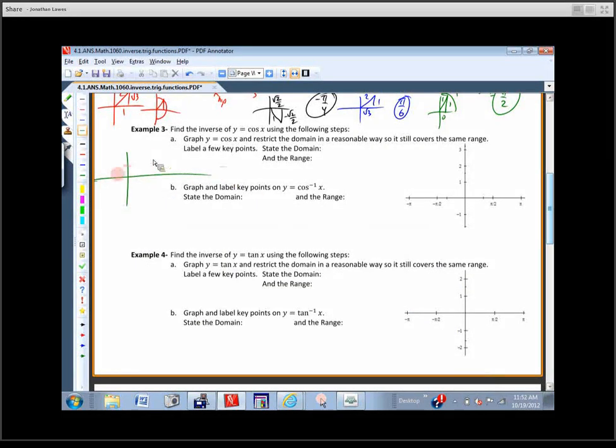Good, that's sticking around. Here's what cosine looks like. Clearly not 1-to-1. We're going to have to lop off a bunch of this graph, severely restrict the domain so it still covers the same range from negative 1 down here all the way to positive 1. What would be the best way to restrict this? 0 to pi halves wouldn't quite cut it, but 0 to pi. Okay, so the domain is going to be from 0 to pi. It better have the same range.